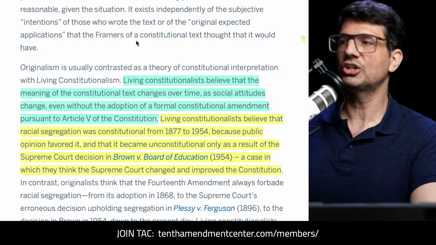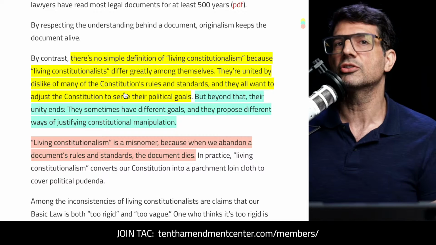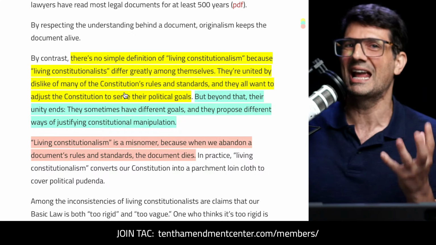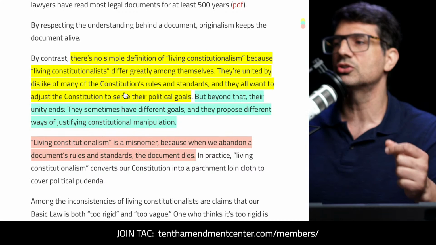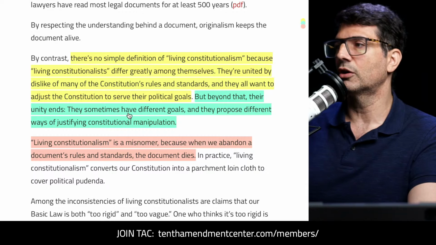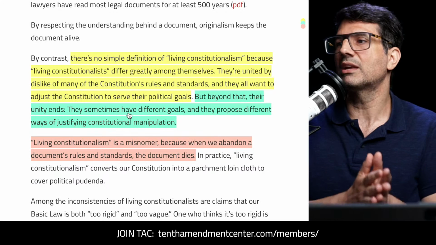There is no one single definition of living constitutionalism either, and he put it this way. There's no simple definition of this because, and he has disdain for living constitutionalists as an originalist, he says, living constitutionalists differ greatly among themselves. They're united by dislike of many of the Constitution's rules and standards, and they all want to adjust the Constitution to serve their political goals. But beyond that, their unity ends. They sometimes have different goals, and they propose different ways of justifying constitutional manipulation.